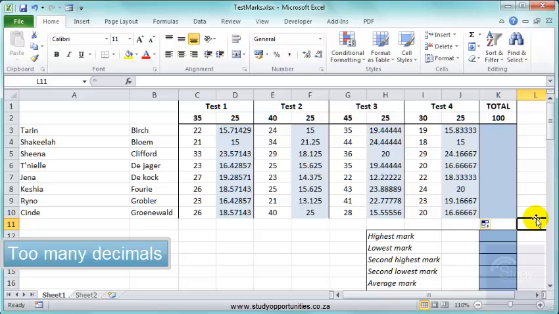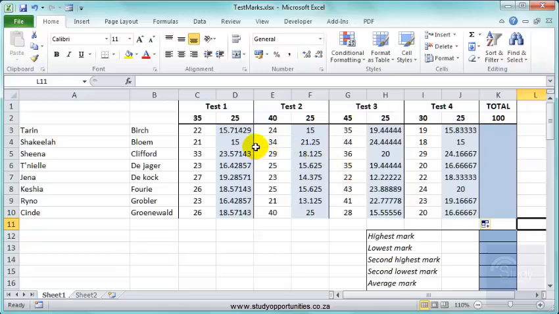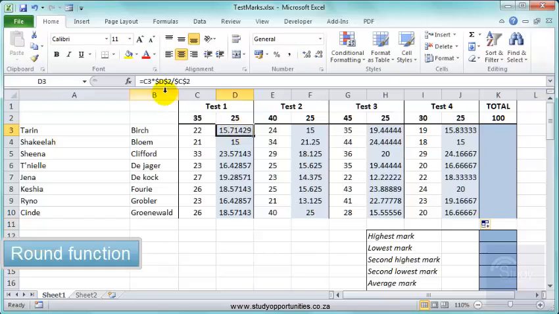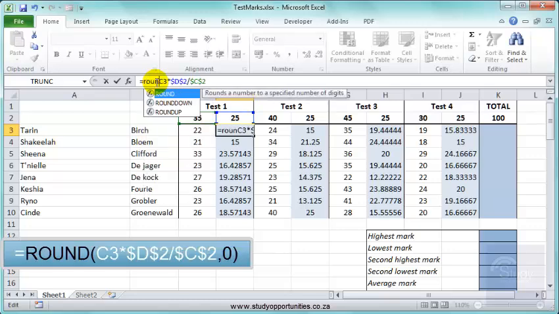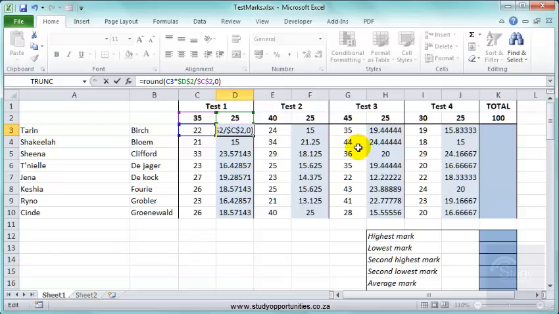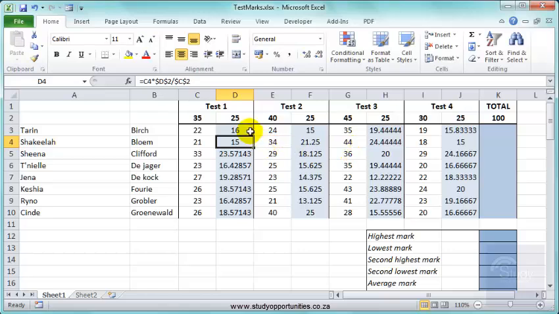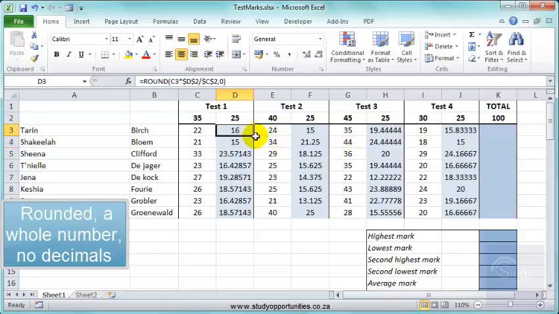But I cannot work with all these decimals. I'm going to get rid of them. I'm going to use a round function. I'm going to say round, open bracket, comma, naught, close bracket. Let's see what happens to that number now. Enter. That number has been made round.